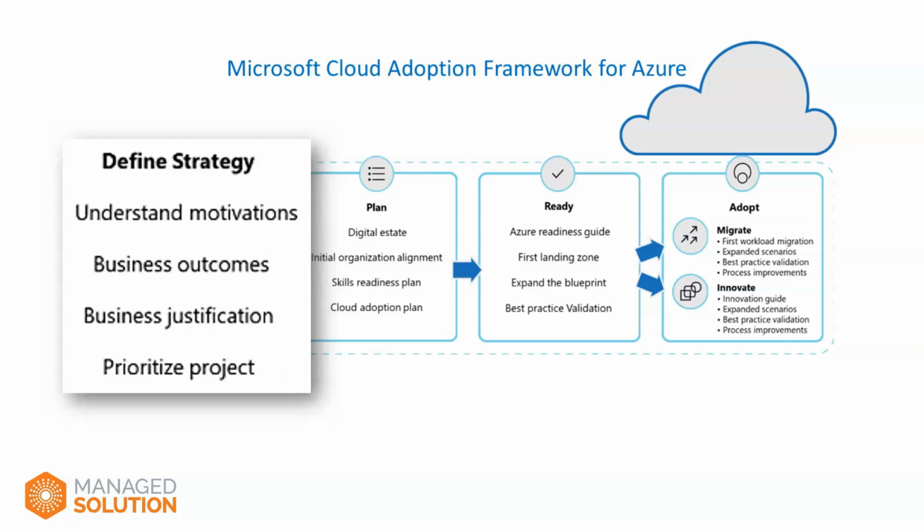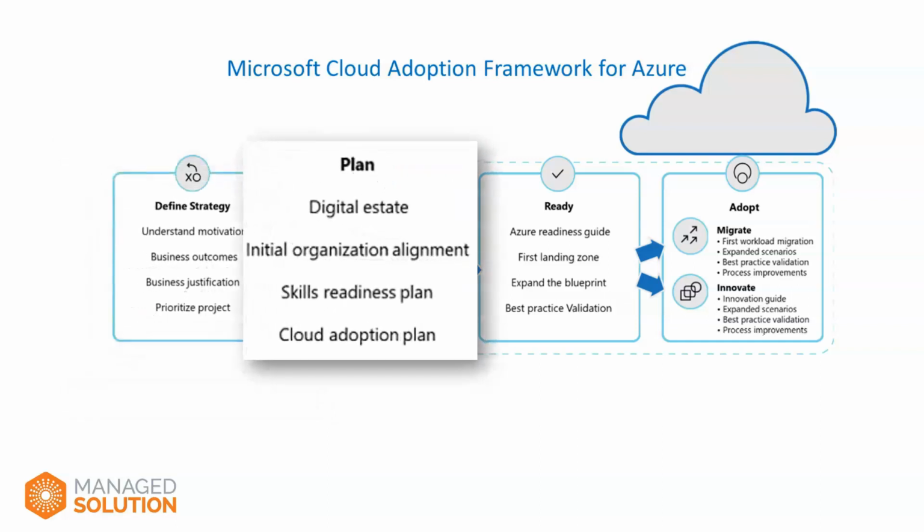What type of business outcomes are you trying to achieve? Is it for process management, efficiency? And what is the business justification? Because there will be some costs involved for sure, especially operational costs. And prioritizing the project is equally as important. How prioritized is it to lift and shift or to move to a platform in Azure?